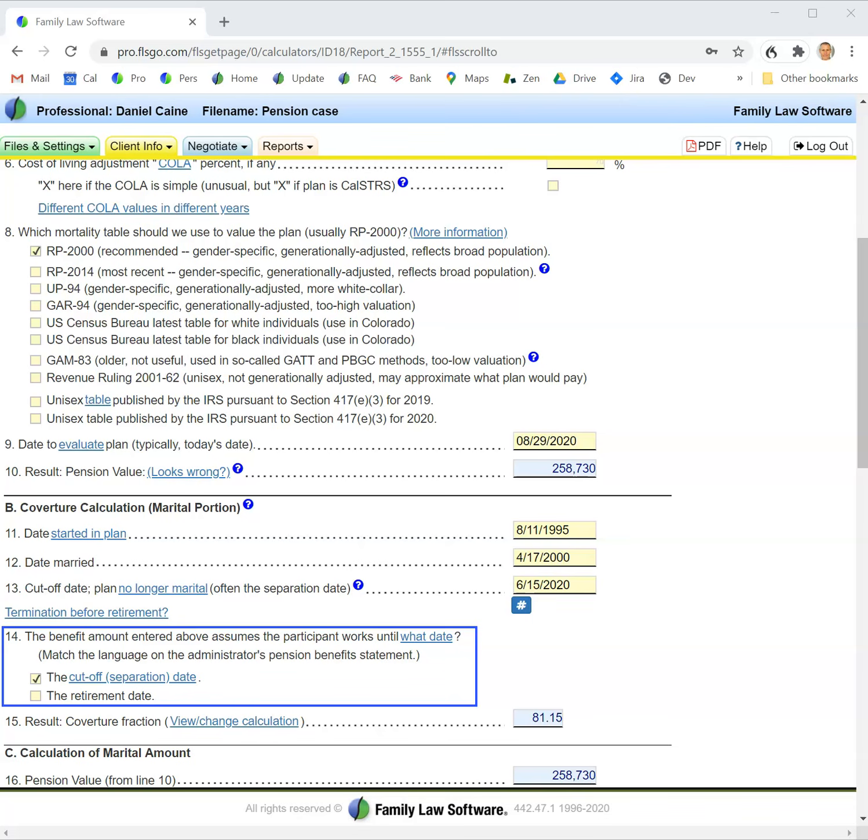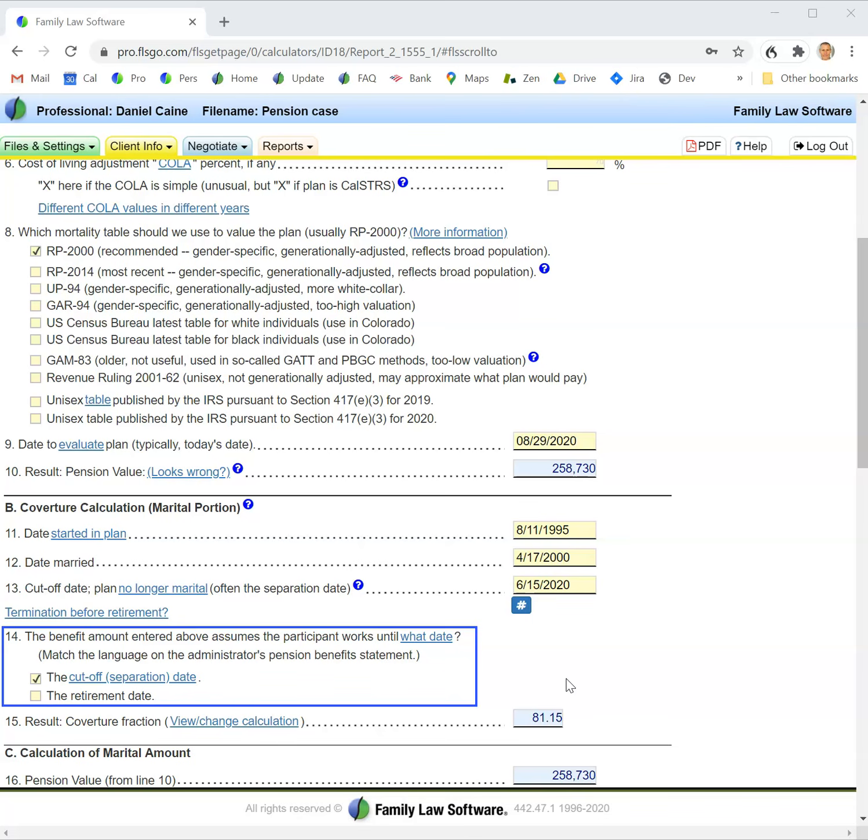Whereas if you were going to try to calculate the pension value and coverture fraction, assuming that the participant works until retirement, which could be 10 or 20 or 30 years from now, there's a lot of speculation, which in a court of law is not something that is welcomed.